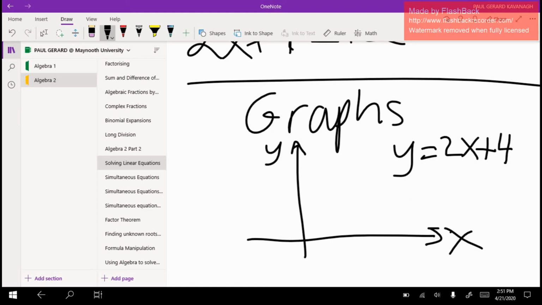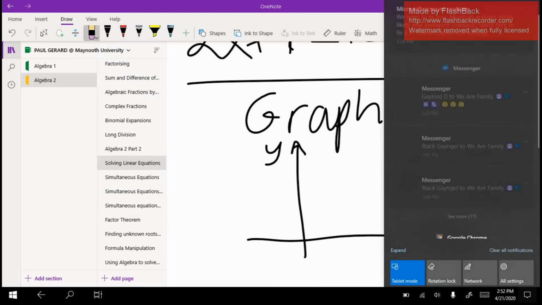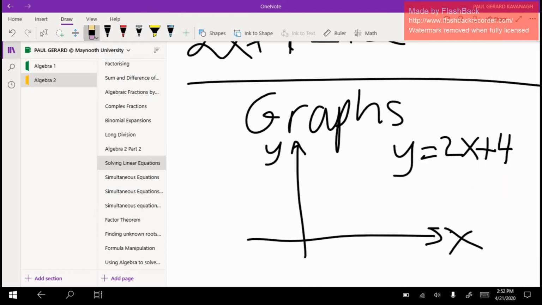So if you put 0 in there, and then you have 2x plus 4, and then you just manipulate it, you'll find out that it will cross at minus 2. So it's going to be around here. So it's going to be at minus 2 here.